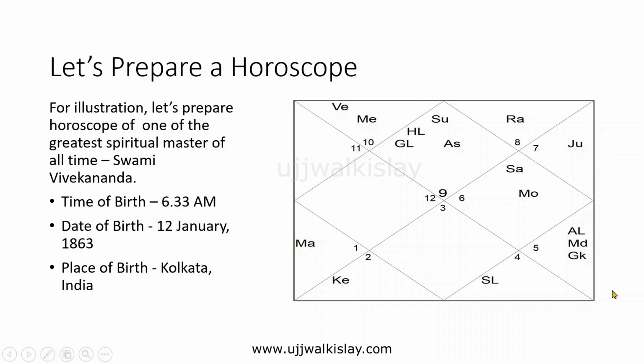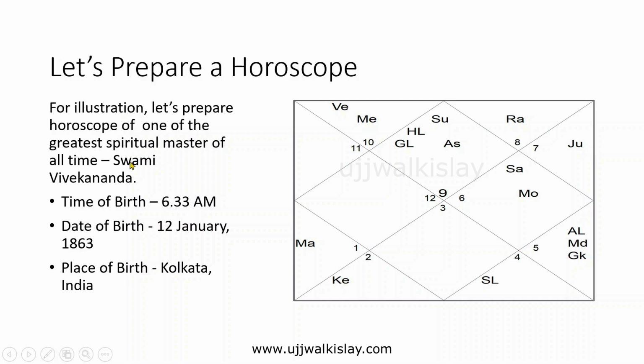We have already learnt about the format of the horoscope and the 12 houses. We know that this first box represents the first house or the ascendant, and thereafter the 12 houses are fixed in the anti-clockwise direction. That is, this is the second house, this is the third house, this is the fourth house, and so on.